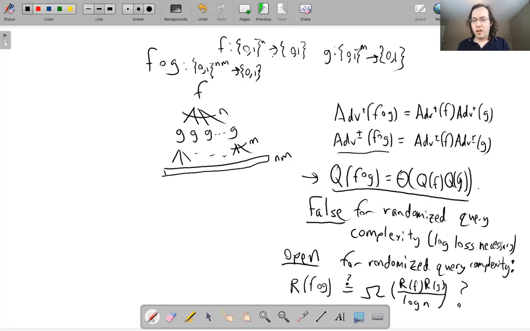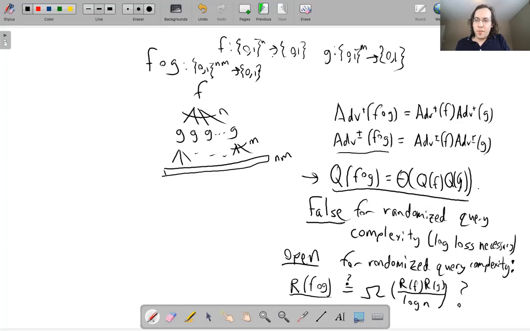And I should mention, even the log factors, it's for partial functions. So if you care about only total functions, it composes perfectly. Maybe R of f compose g really is omega of R of f times R of g for total functions. That's still open as well. So for quantum, this is true for total, for partial, it's just always true. So this is just a really nice theorem, even for partial functions.